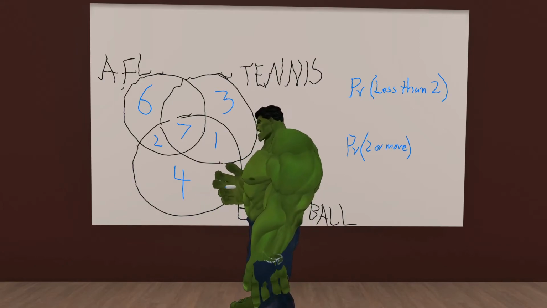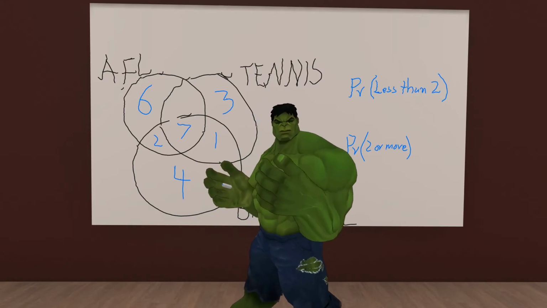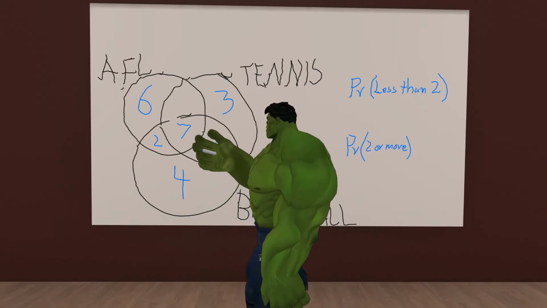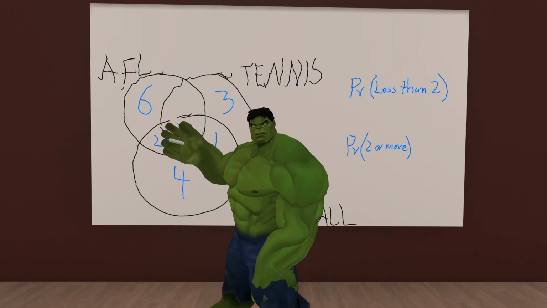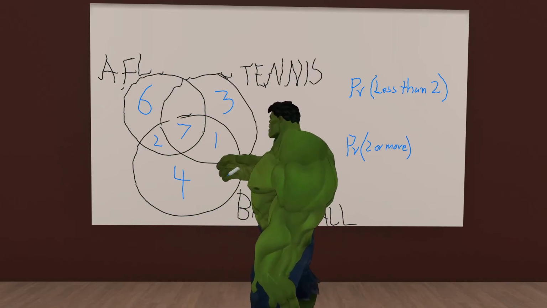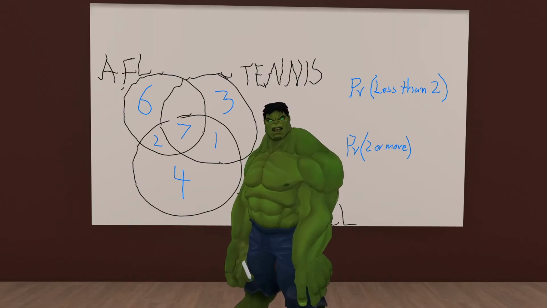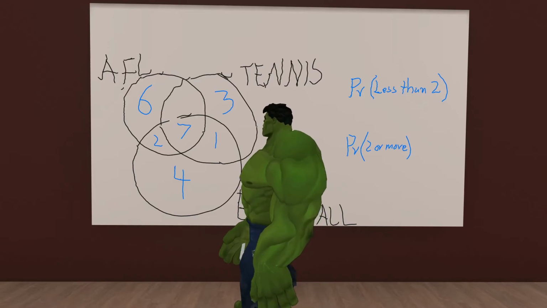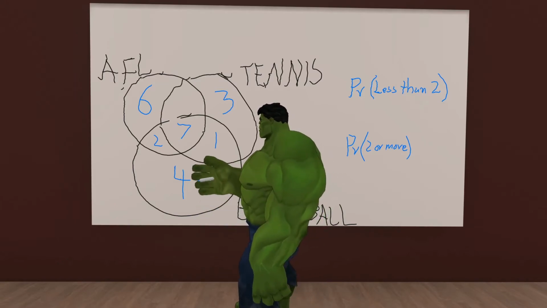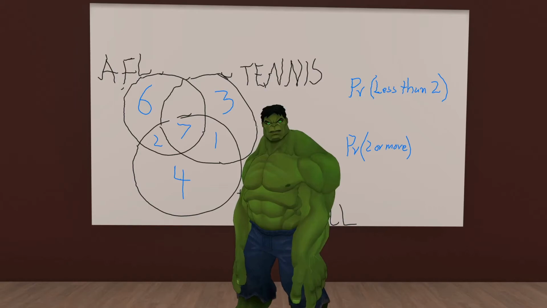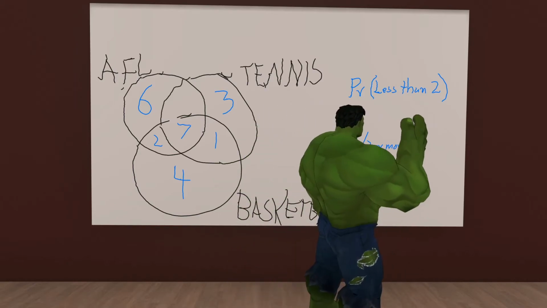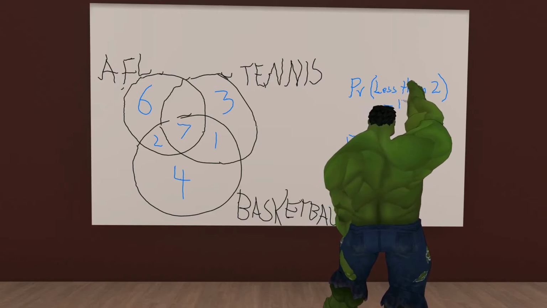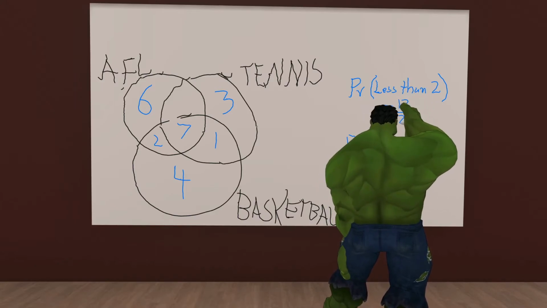So the number of people that like only one sport, or less than two sports, would be 6 plus 4 plus 3, which is 13. So 13 out of 23 people in this Venn diagram like less than two sports. Let's just write it here because we're out of space. 13 out of 23.